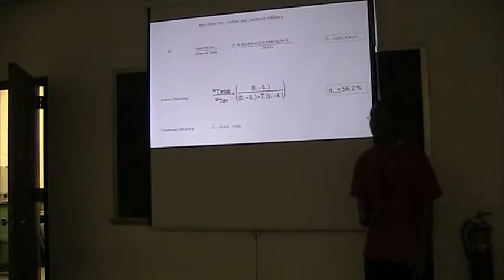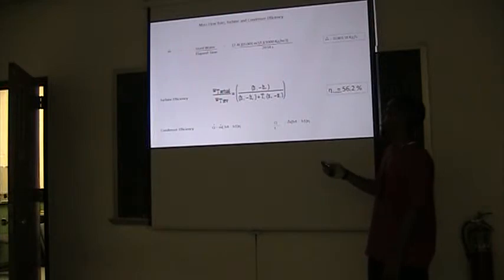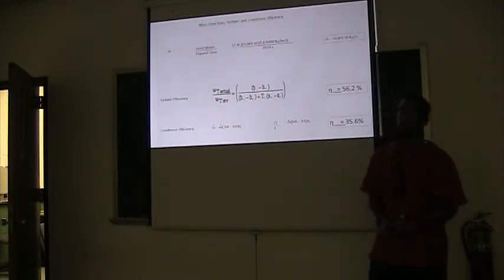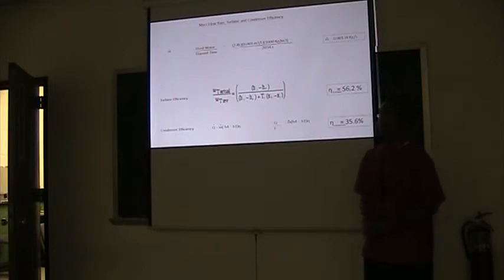For condenser efficiency, I'm taking the heat rate through the condenser, the mass flow rate here, and the enthalpy difference, giving a condenser efficiency of about 35.6%.